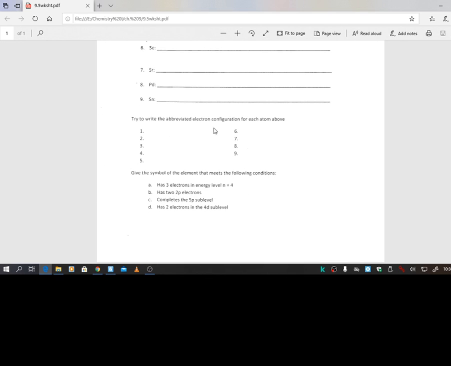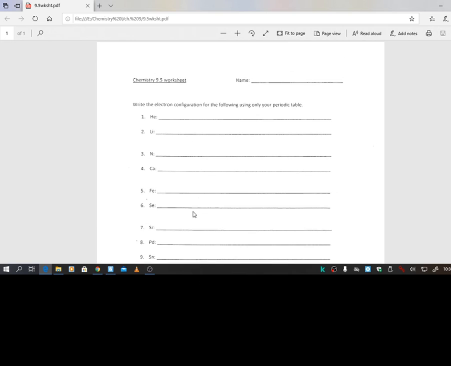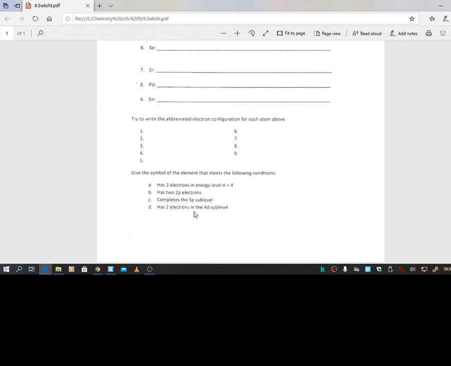And then down here, you're going to do the abbreviated. Now, I've had kids that don't like the abbreviated, but try to do the abbreviated. And then this last one is just like that last learning check we did. You're reading these, and you're telling me what element they're describing. All right? So that is it for the worksheet. If you guys need anything, let me know.